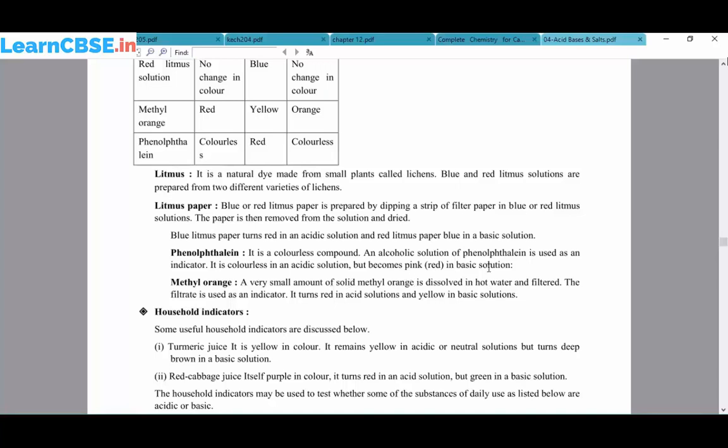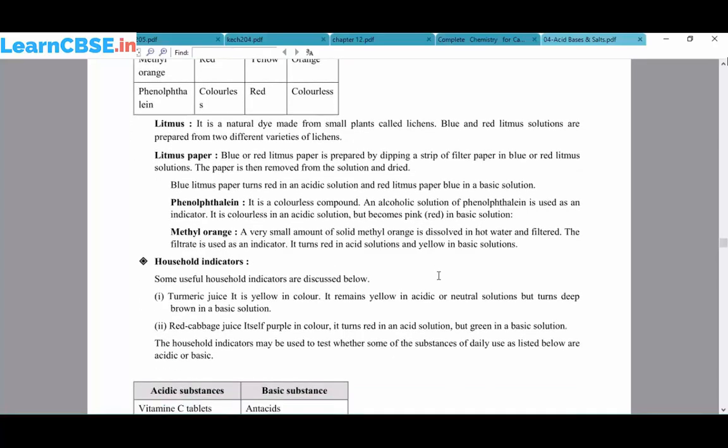An alcohol solution of phenolphthalein is used as the indicator, so we add a little bit of alcohol to the phenolphthalein. When you add a few drops of phenolphthalein to the acidic solution, it shows colorless, so you will not get any color. If you add a few drops to a base, it shows pink color. Methyl orange is a solid, so we dissolve it in hot water and filter. This filtrate we use as the indicator, and it turns red in acidic solutions and yellow in basic solutions.